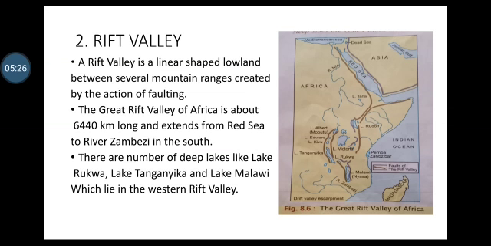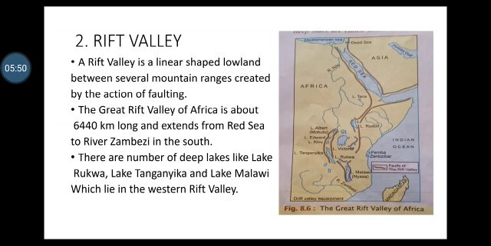So the land between two faults that sinks is called a Rift Valley, and an upraised block with steep sides, which we have discussed earlier, is called a block mountain. The Great Rift Valley of Africa is about 6440 km long. A rift valley is a linear-shaped lowland between several mountain ranges created by the action of faulting.